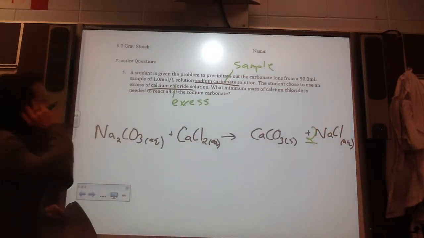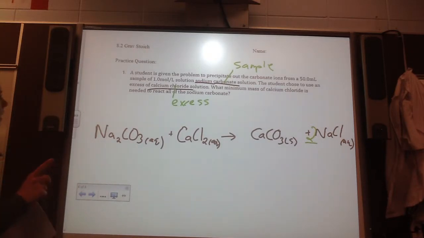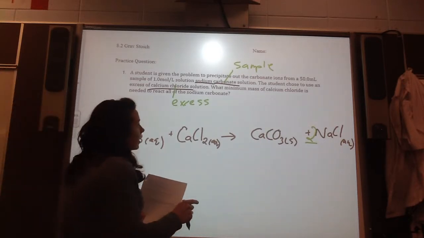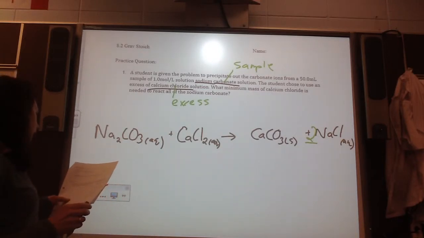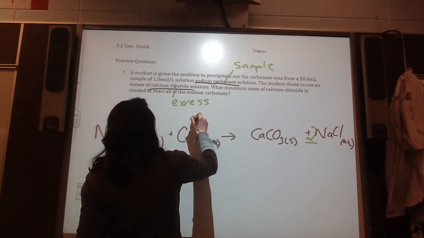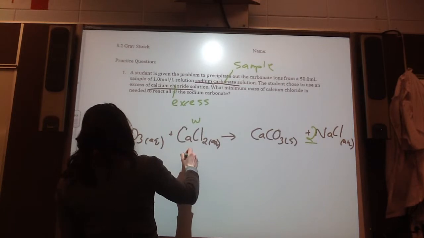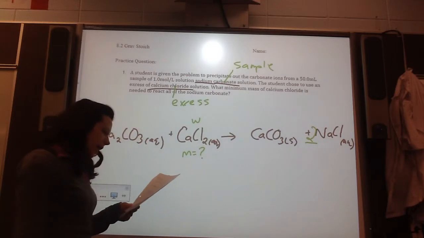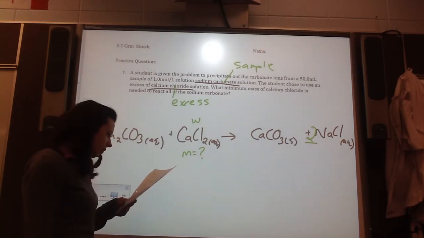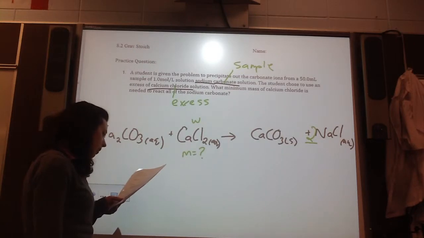Okay, so the student chooses to use an excess calcium chloride, and we want to precipitate out our carbonate ions. So what minimum mass of calcium chloride is needed to react all of the sodium carbonate? So this is our wanted. This is what we're trying to find. And what we are given is information about our sodium carbonate.